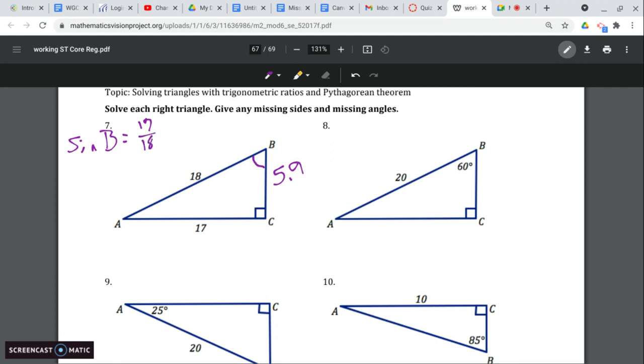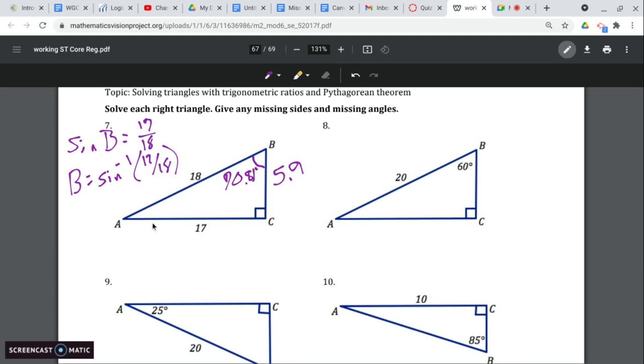And remember, when we're finding angle measures, we always do the inverse. So this is going to be B equals the inverse sine of 17 over 18. We plug that straight into our calculators, and we're going to find that it is 70.81 degrees.